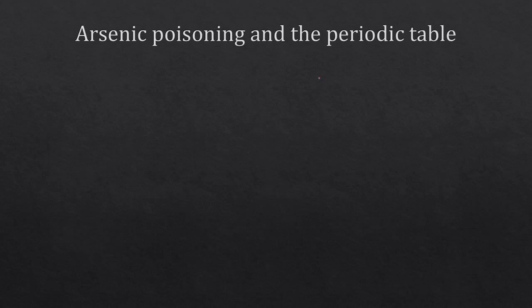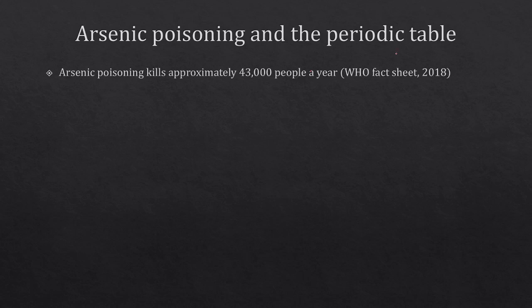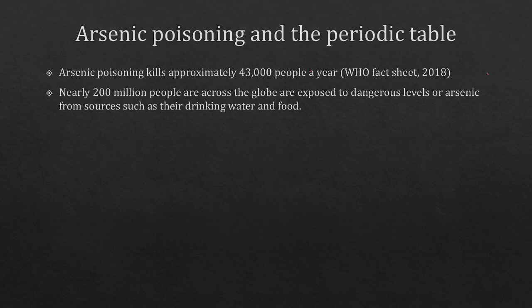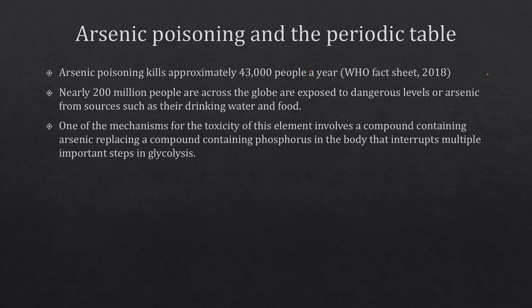It might be surprising to learn, but learning more about the periodic table can help us understand a wide variety of things, such as arsenic poisoning. For example, the reason we're worried about this is that arsenic poisoning kills approximately 43,000 people a year, which I did not realize was still quite as common. I knew it was something that killed people, but I did not realize it was that many until I did some research for this, actually. In addition to this, nearly 200 million people across the globe are exposed to dangerous levels of arsenic from sources such as their drinking water and food.